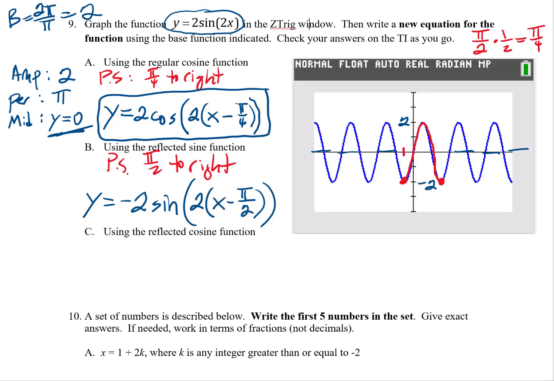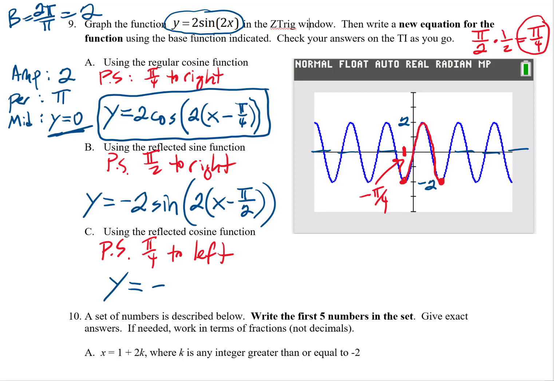This time I'll have to shift to the left to match this particular ghost. It's halfway again to that first tick mark, so it must be another pi over 4, except it'll be negative pi over 4 there. My phase shift then is pi over 4 to the left, which means my equation is going to be pretty similar to that first one that we did.